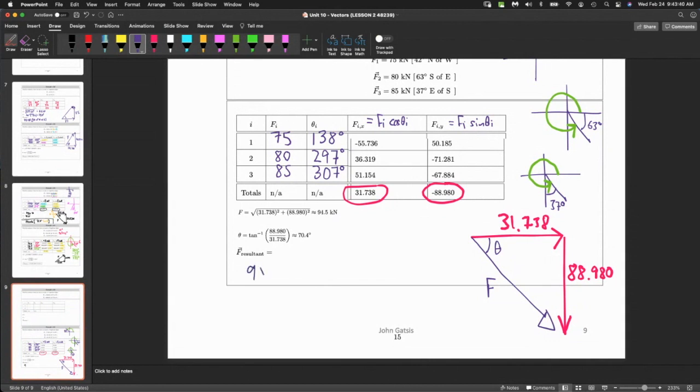It's 94.5 kilonewtons. And then you have 70.4 degrees south of east.